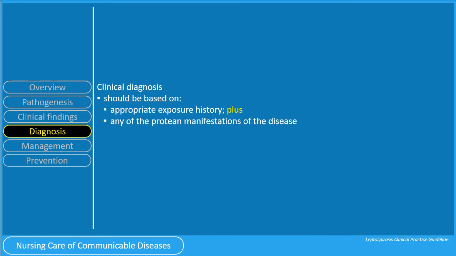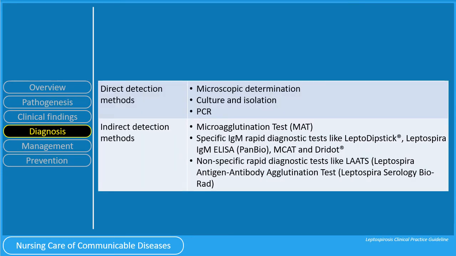The diagnosis is based on appropriate exposure history plus any of the protean manifestations of the disease. We have already mentioned the possible modes of transmission and the manifestations depending on the phase the patient is in. A definitive diagnosis of leptospirosis is based on: 1. Isolation of the organism from the patient, 2. Positive PCR, or 3. Seroconversion or a rise in antibody titer.